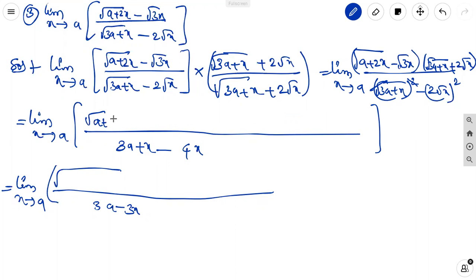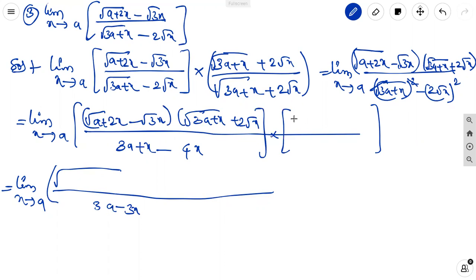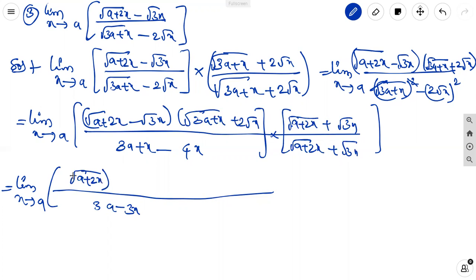That is (root a plus 2x minus root 3x) into (root 3a plus x plus 2 root x). Again, we can rationalize: we take root a plus 2x plus root 3x over root a plus 2x plus root 3x. We rationalize the denominator as well as the numerator. Now we can calculate: a minus b into a plus b is a square minus b square, that is (root a plus 2x) whole square minus (root 3x) whole square, times root 3a plus x plus 2 root x. The denominator is root a plus 2x plus root 3x.